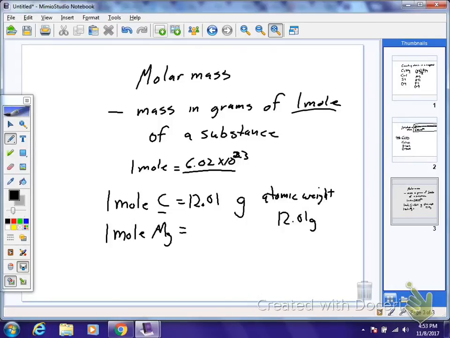If I said we had 1 mole of magnesium, again, we look on the periodic table for the atomic weight, and when we look up the atomic weight for magnesium, it should read 24.305. So I can limit that, maybe not take it out as far.